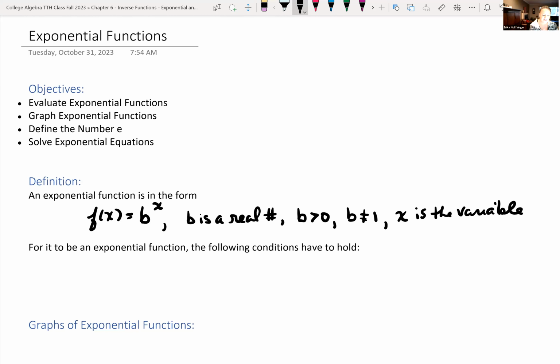So recall, if you have something raised to an exponent, that exponent is telling you how many times you're multiplying that base, in this case, b, by itself. So b to the x would be b times b dot dot dot times b, and you're doing this x times.